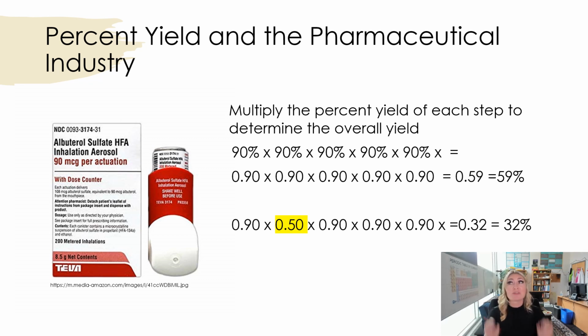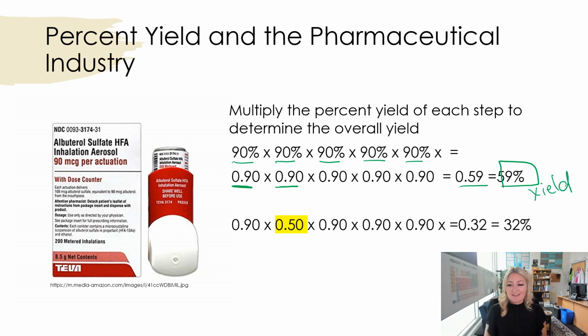Let's say you're really, really good, and each of your steps has a 90% yield. That's incredible. All of our chemistry students would love to have a yield remotely close to that. So let's say you're a really good chemist and you're getting 90% yield on every step to make your albuterol. If that's the case, we're going to convert to decimals. You just see me converting to decimals. You are going to wind up with 0.59 times 100, 59% for your yield.